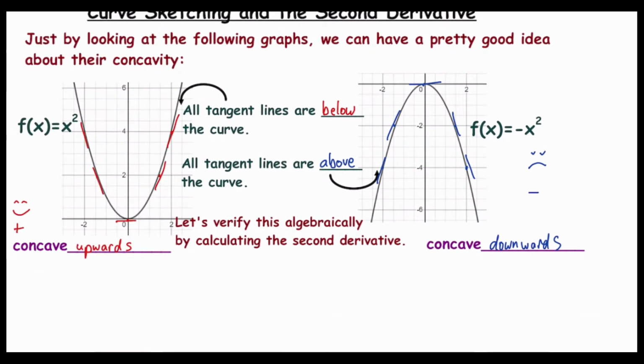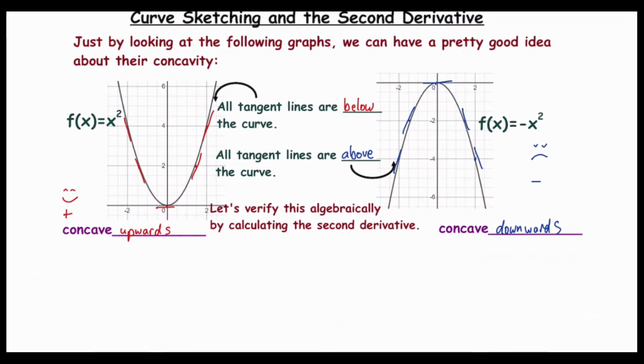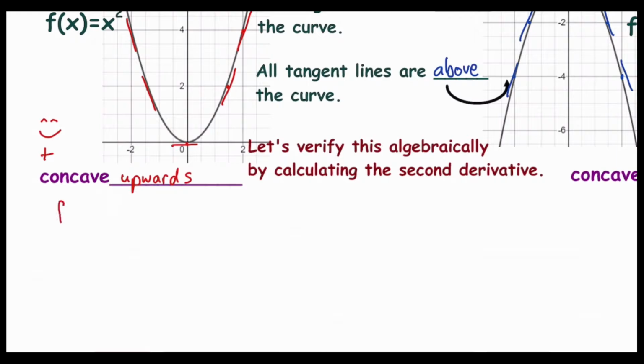Let's verify this algebraically by actually calculating the second derivative. So working on the left, first of all, with our parent function, we have f of x equals x squared. Let's find the first derivative. We're just going to use our power rule here, bring the 2 down, 2x to the power of 1. I don't need to write the 1. Let's find our second derivative. f double prime of x is equal to 2, or 2 times 1, which is just 2.